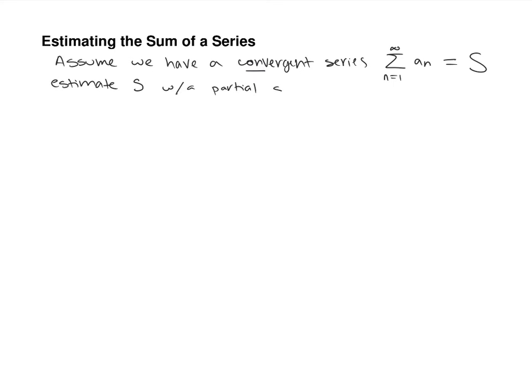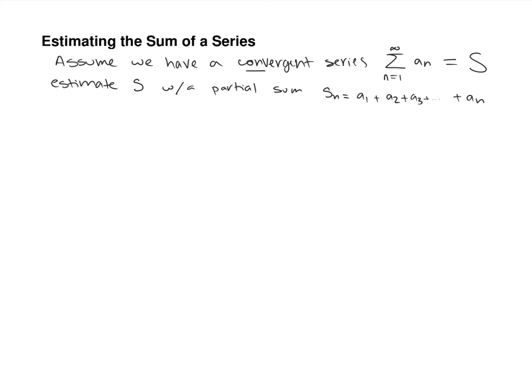So we estimate s with a partial sum. And that partial sum just means you add up part of what's there. Let's call that s sub n, and that's a1 plus a2 plus a3 up to a sub n. Does that make sense, what s sub n is?